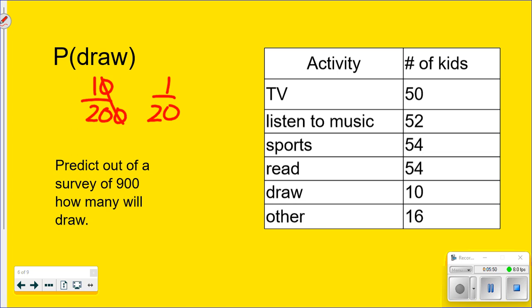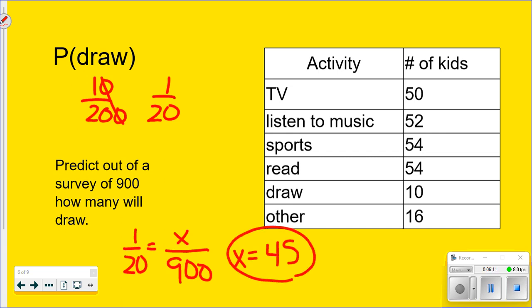Then it says predict out of a survey of 900 how many will draw. If I know 1 out of 20 will draw, and I have a total of 900 kids, this is going to be my x. I'm going to do my cross products, and I get 45. So I know if I have 900 kids, there's going to be approximately 45 kids who like to draw.